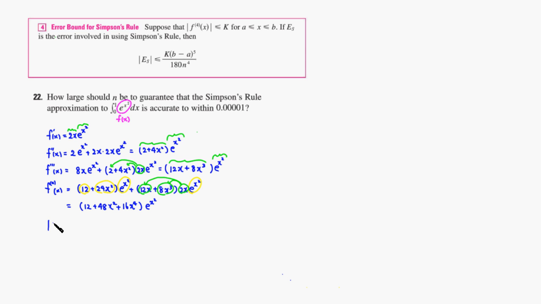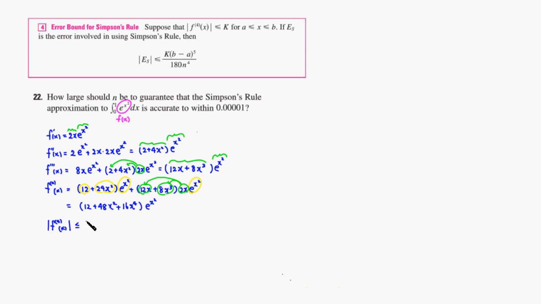So we look at the largest possible value of the fourth derivative. X is between 0 and 1, so the lower limit is 0 and the upper limit is 1. It looks like this is just an increasing function, so the larger the x value is, the larger the function value is going to be. So I'm going to put in 1.